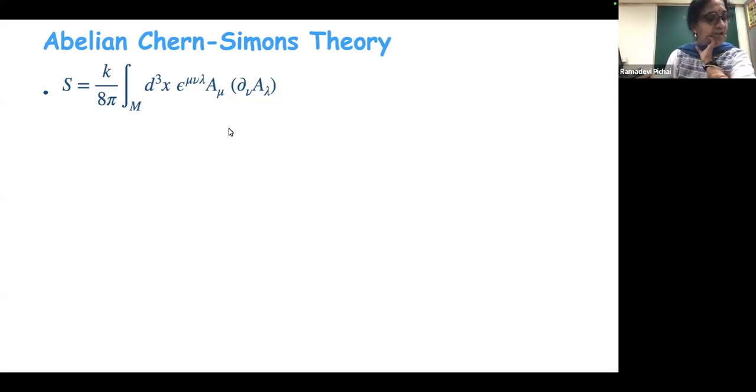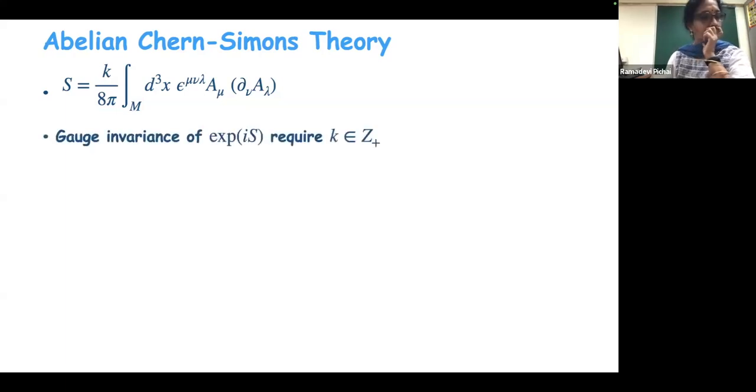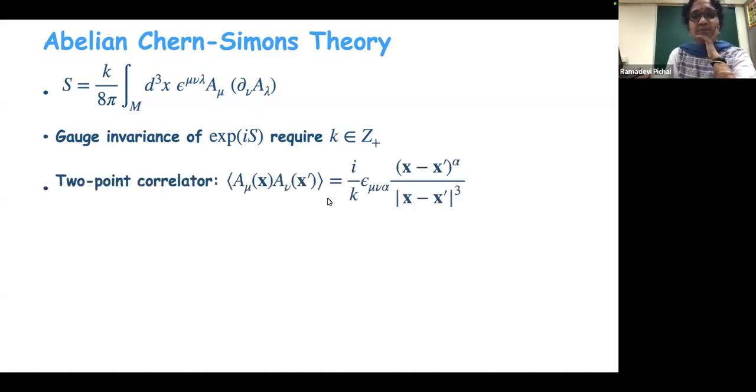Take this action and find the propagator for this action. I'll leave it to you as an exercise. So gauge invariance, as I said, will require k to be an integer. Please work this out. I'm not going to do it in this lecture, but take this action and work out the 2-point correlator and show that the 2-point correlator has this form. Okay. Why am I doing this? This will come into the picture when I work out the expectation value of the Wilson loop operators in this abelian Chern-Simons. Okay.